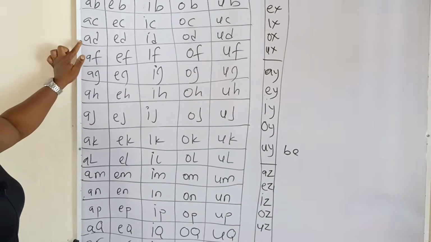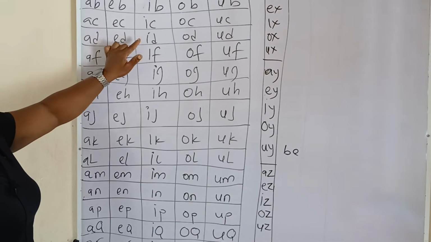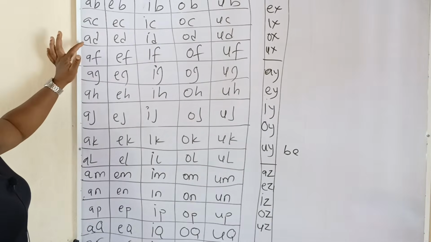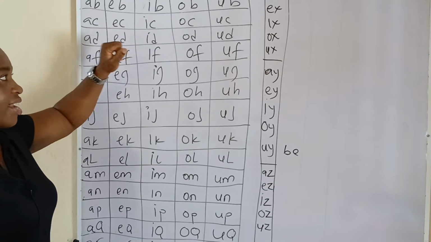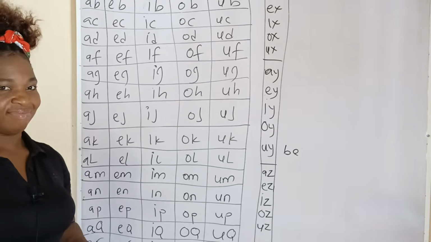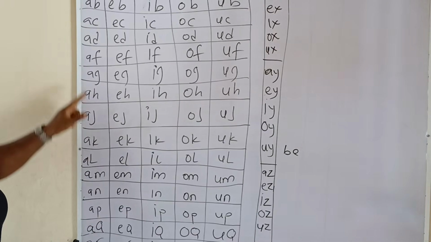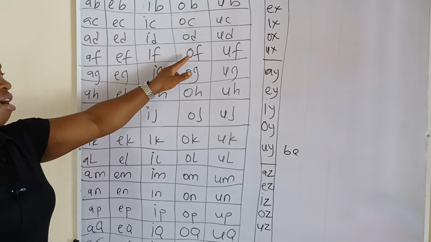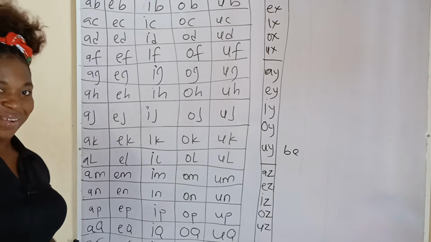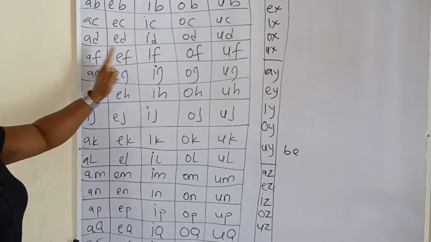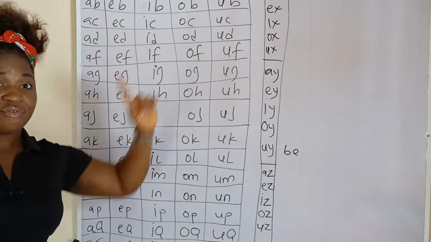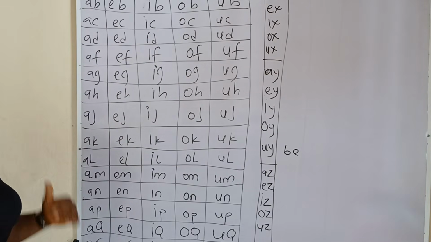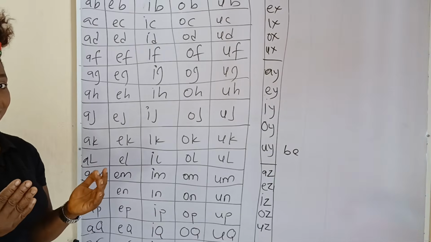We have a, d; e, d; i, d; o, d; u, d. We have ad, ed, id, od, ud. Is it making sense? We have a, f; e, f; i, f; o, f; u, f. Af, ef, if, of, uf. All right, so we go on like that, so you can see how you can organize the sounds.